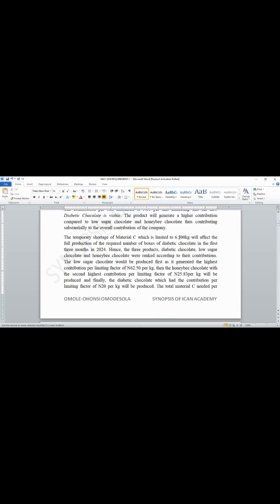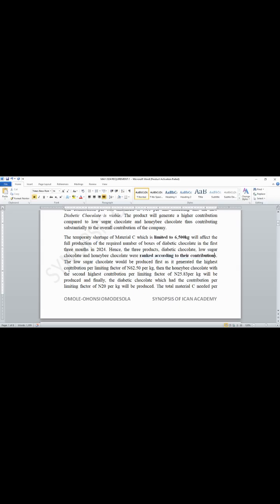Then tell us a little about the information. Marks are not awarded for just taking information and dropping it there, information that they gave you, and not telling us, just dropping it to make your report lengthy. But in as much as you don't have to copy and paste information, write your report so that anybody that does not even see the question, that sees my report, will understand what actually went on. So you give them a little about the information. Okay, temporary storage happened, which is limited to 6,500 boxes. Hence, the three products were ranked. What did you do? Because of the limitation of the boxes, you now ranked the products according to their contributions, right?